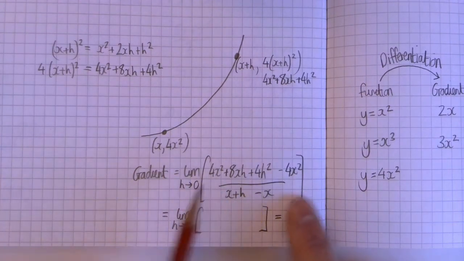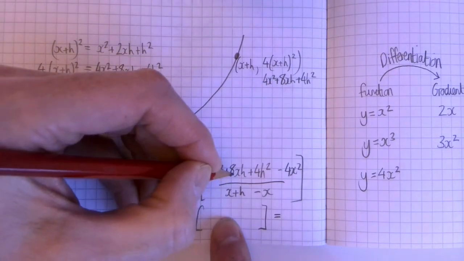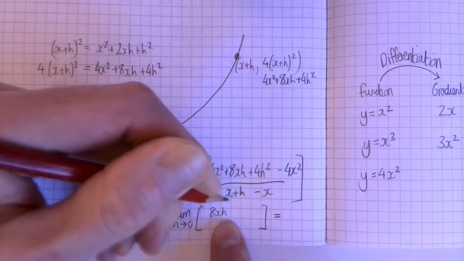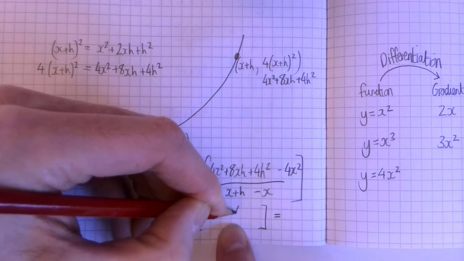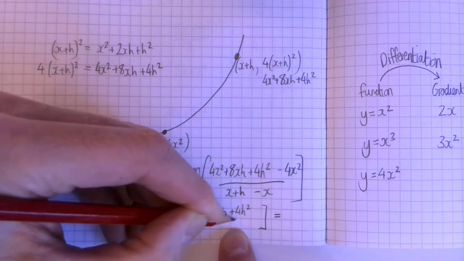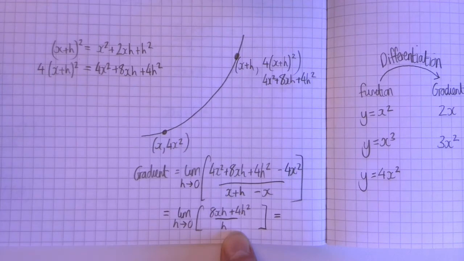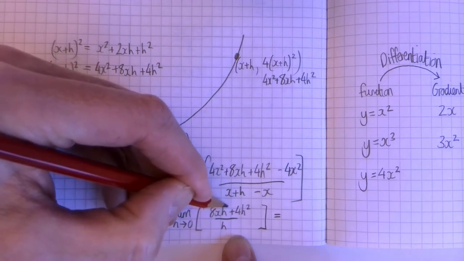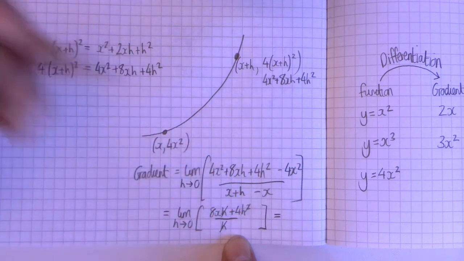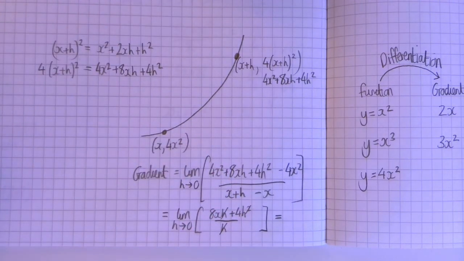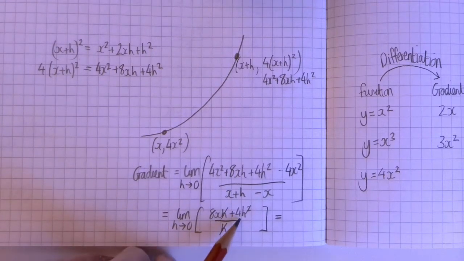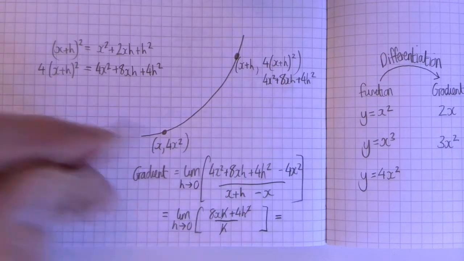So the 4x squareds cancelled out, so I had 8xh plus 4h squared over h. The h is cancelled out, so are you happy with me just doing it like this this time? And as h tends to 0, 4 times h will also be very, very small, so I'm just left with 8x.